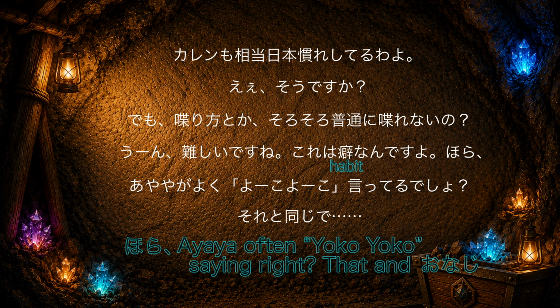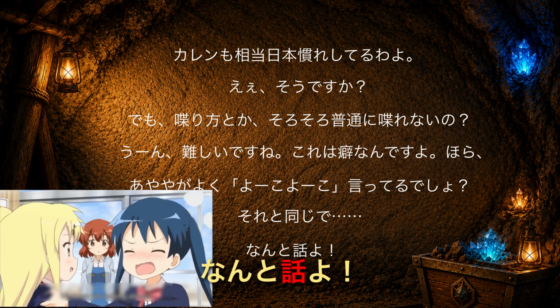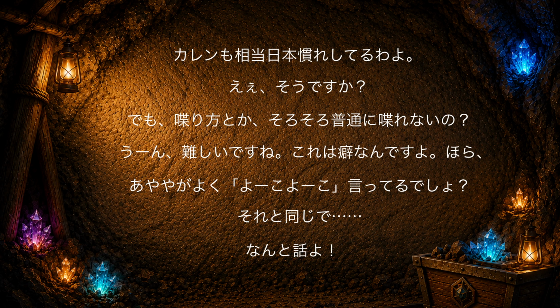Since she's not a native Japanese speaker, Karen seems to be relating the speaking habit to how Aya often talks about her friend and often says, "Yoko yoko." So maybe Karen is saying Aya's habit is the same as that. Of course, Aya rejects that joke by saying, "What story?" As in, "What are you talking about?" We actually already filled in most of the gaps just through guesswork. So let's look at the actual English translation to see how close we got.